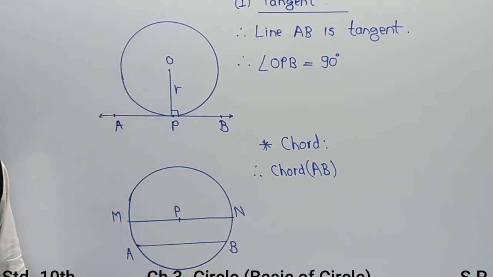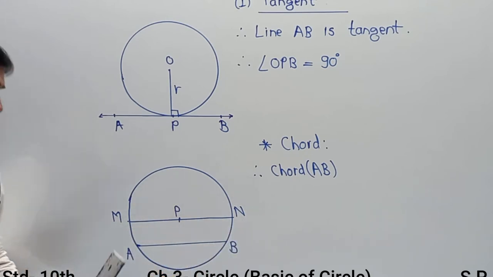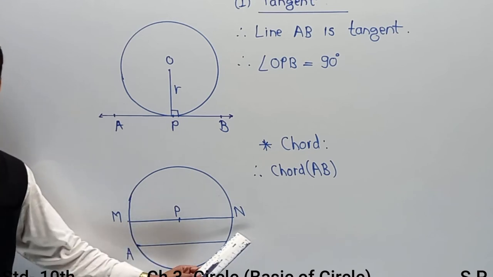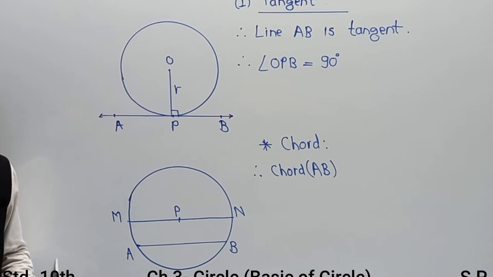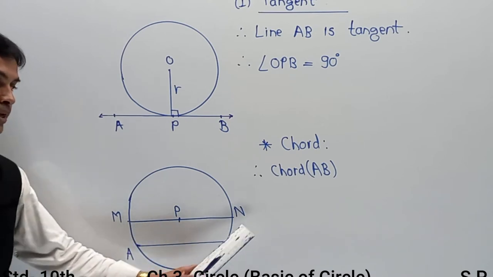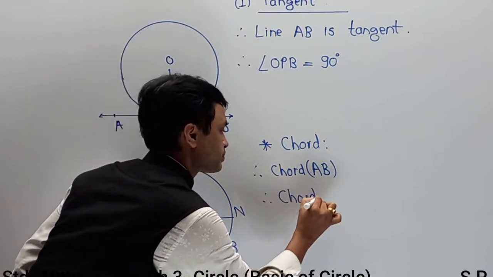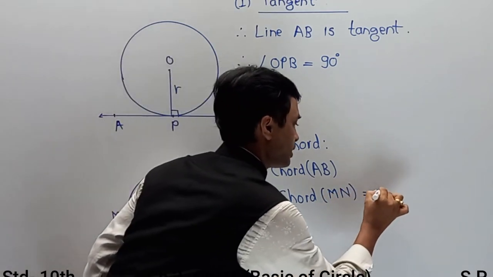Now MN has two nomenclatures: you can call MN chord MN, and you can also call it diameter MN. Why? Because it passes through the center of a circle. There is a statement: diameter is the largest chord of that circle. I repeat, diameter is the largest chord of the circle. So MN, you can call chord MN, or you can also say diameter MN.